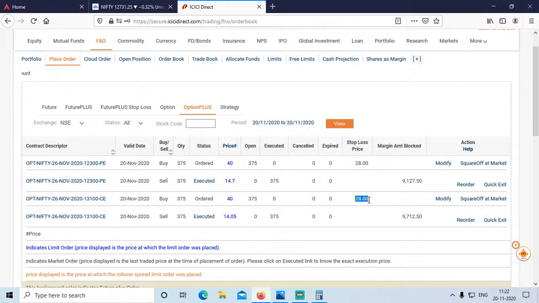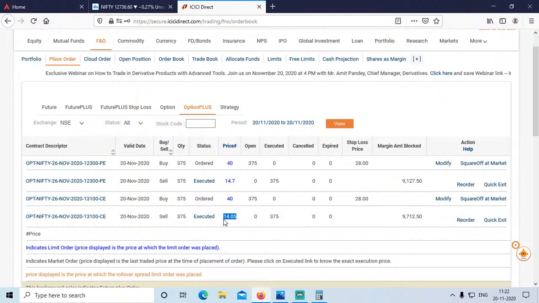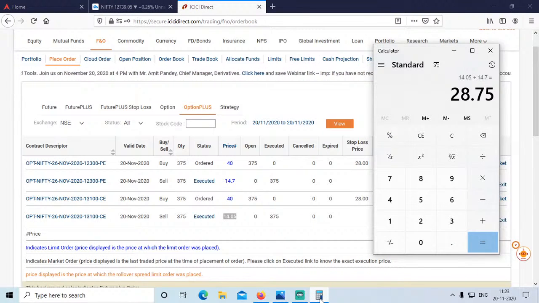What we will do is every 30 minutes or 1 hour we will reduce the price from 28 to 27, 26, 25, 24, like that we will keep on reducing, every 15 minutes or 30 minutes or 1 hour. So how are we going to reduce it? We are going to add these values, the current values 14.7 and 14.05. If you add them together, it is coming 28.75.